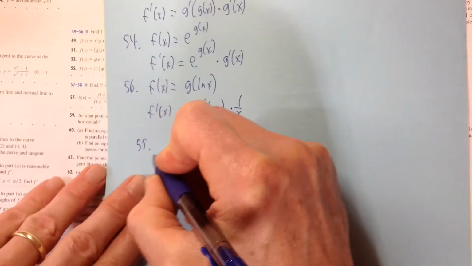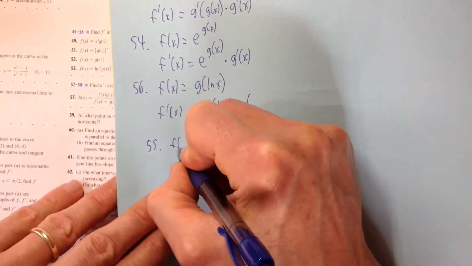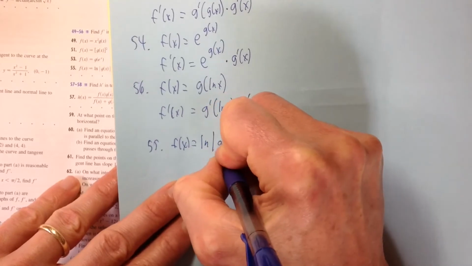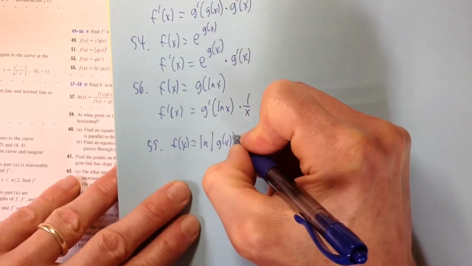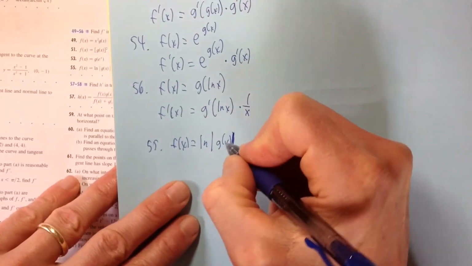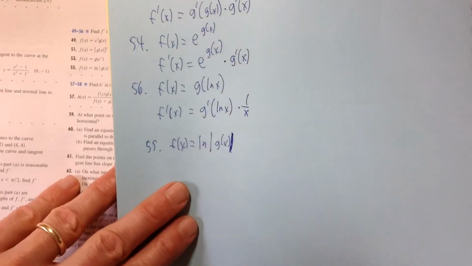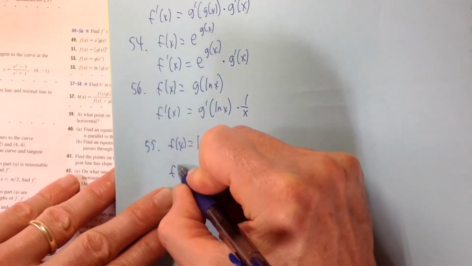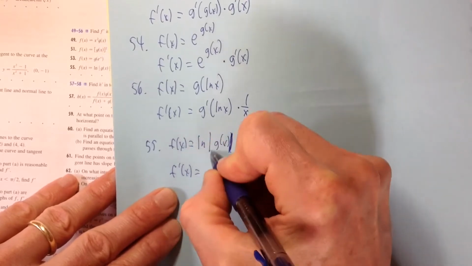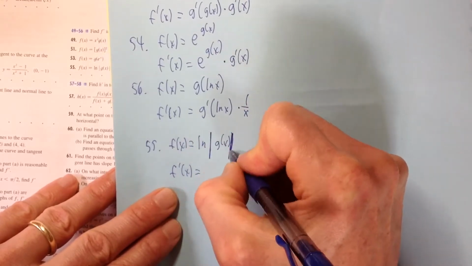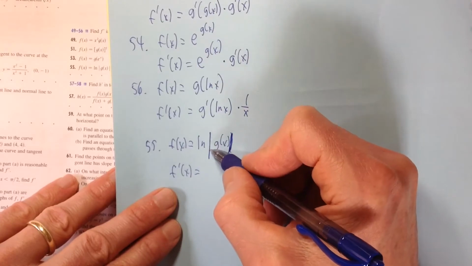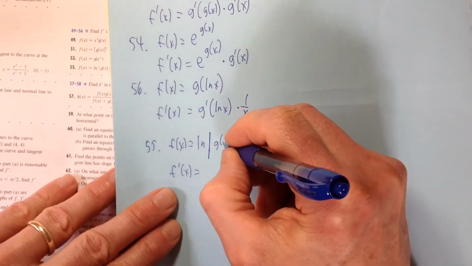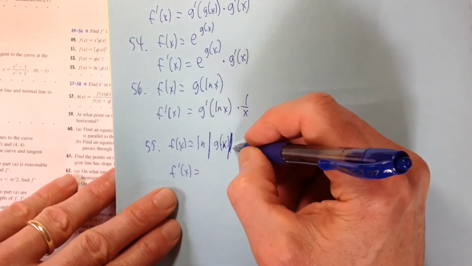So 55, they say that f of x is equal to ln of g of x, and in absolute values, that's an absolute value there. So the derivative of the ln of an absolute value, they work it out earlier in the chapter. Basically, you can ignore the absolute values. The derivative ends up being the same as if the absolute value wasn't there. So you don't really need to worry about it.